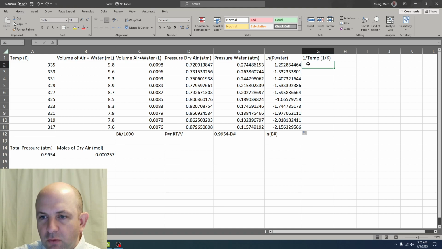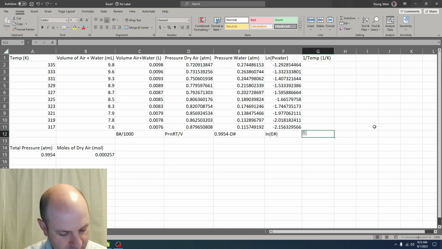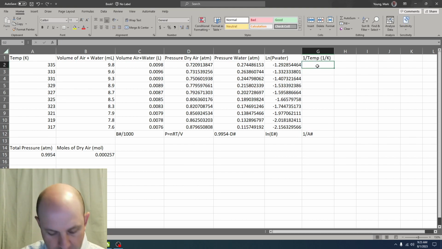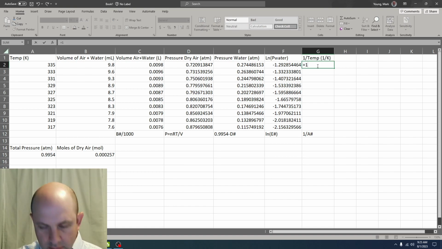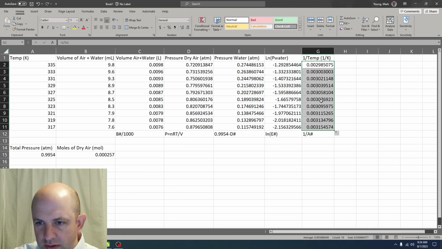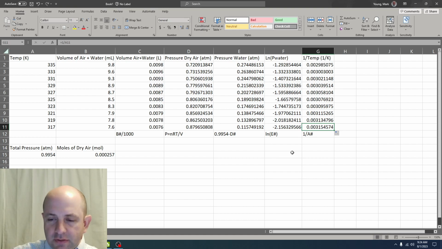And finally, we have our 1 over temperature. So this is just going to be 1 divided by my A column for temperature. And so equals 1 divided by A2. You could also type in A2, but I like to click sometimes. All right, and there we go. And yeah, for 335, we should get a very small number. That makes sense when we take the reciprocal. Click and drag, and here's A11, and there it says 1 over A11. So yep, everything's good there.